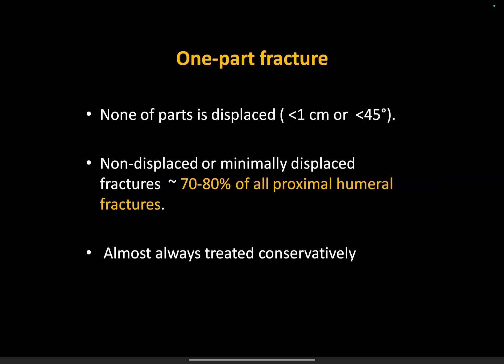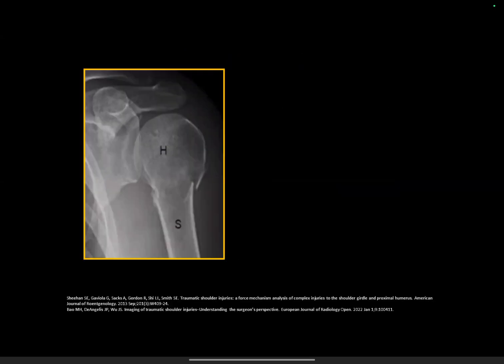All right. Let's start with examples. Starting with one part fracture, even though you do see fracture lines, since none of these parts is displaced more than 1 centimeter or 45 degrees of angulation, then this is a one-part fracture, because we're seeing the bone as one entity. So it's either non-displaced or minimally displaced fractures. Luckily for us, these are the most common types of proximal humeral fractures, and they're almost always treated conservatively.